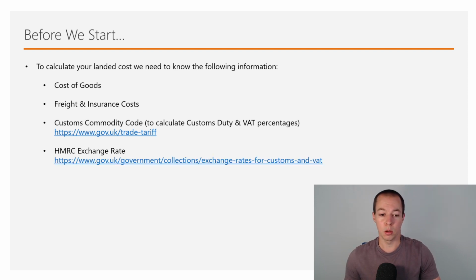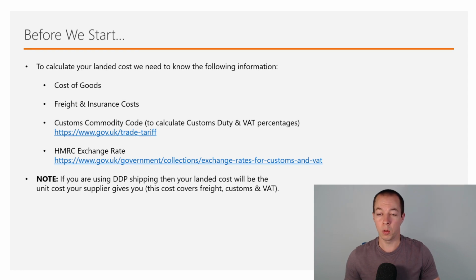We also need to know the HMRC Exchange Rate for the month that you're importing those products, as that will impact your overall calculations. Just a quick note here, if you're using a supplier that is providing DDP shipping, which is delivery duty paid shipping, then what they're giving you is an all-included one-off cost that covers the cost of the goods, the shipping, hopefully insurance as well. If not, make sure they're insuring the product, and they'll cover the customs duty and VAT as well. So if they're giving you a DDP unit cost, you don't need to worry about all of this and you can skip the video. But hopefully you'll stick around either way, just in case you don't use DDP going forward.